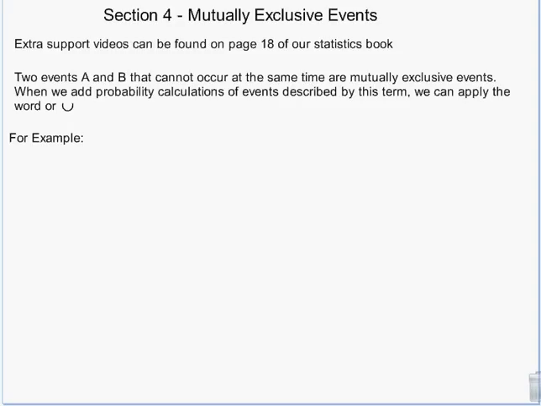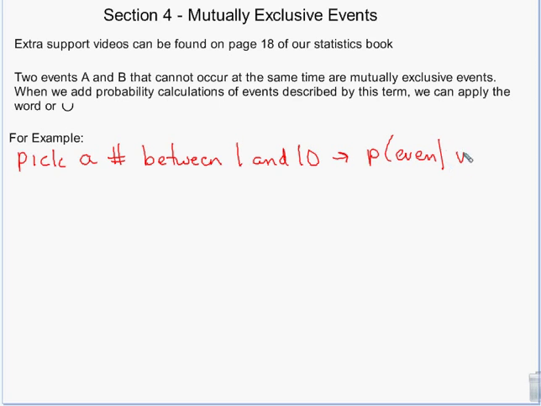There are some other examples. If you're asked to pick a number between 1 and 10, the probability that it's even versus the probability that it's odd, those are mutually exclusive. You cannot be both even and odd at the same time. So if you take the probability of even and odd, it's going to equal 0 because that's impossible. You can't be even and odd at the same time.